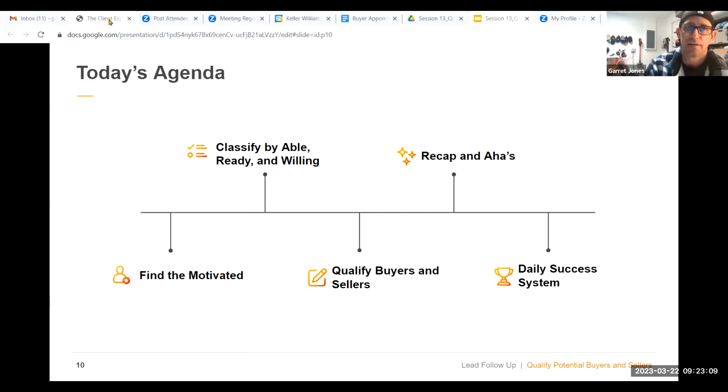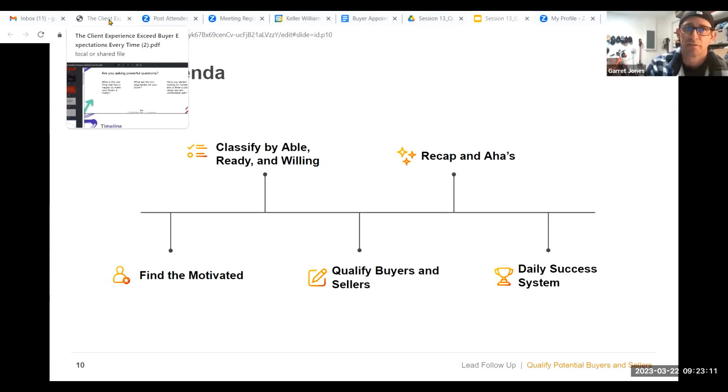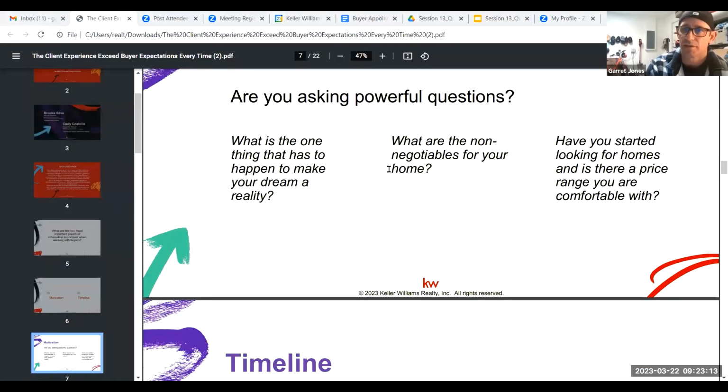I have some questions. When I went to the family reunion this year, these questions were about a buyer in particular, but are you asking powerful questions? In an earlier session, I went over these questions. I find these to be extremely powerful, right? So what is the one thing that has to happen to make your dream a reality?